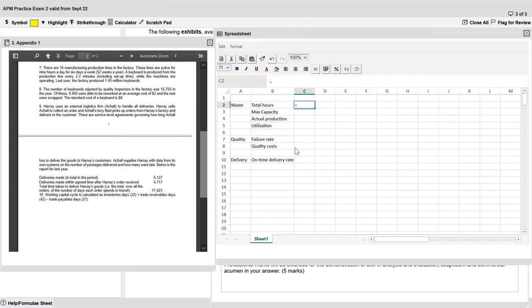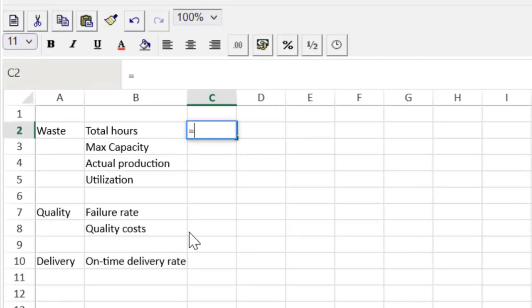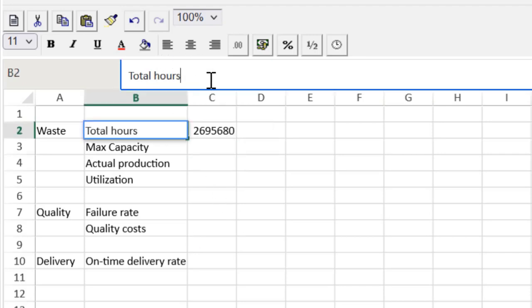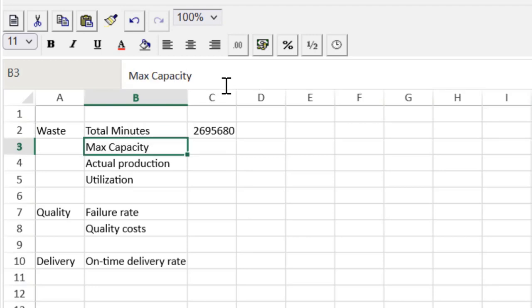So the total hours, we can calculate that from note 7. We've got 16 production lines. Each production line runs 9 hours a day, 6 days a week, times 52 weeks a year, and we've got 60 minutes in an hour. So now we're going to get the total minutes. Let's do it in minutes, actually. Minutes will be better because we're given the production time in minutes.